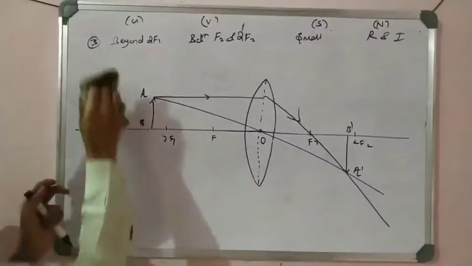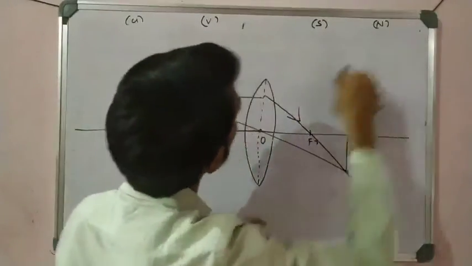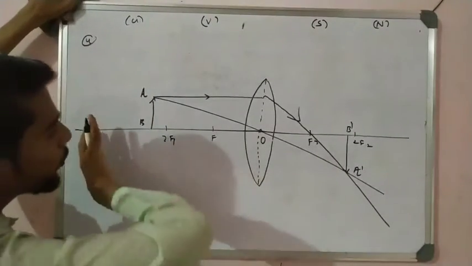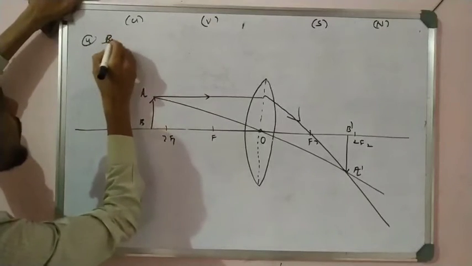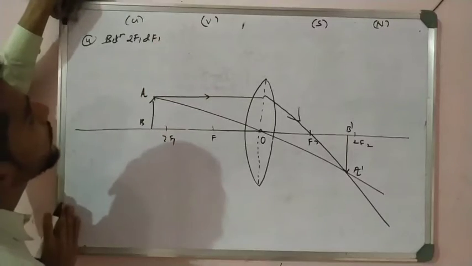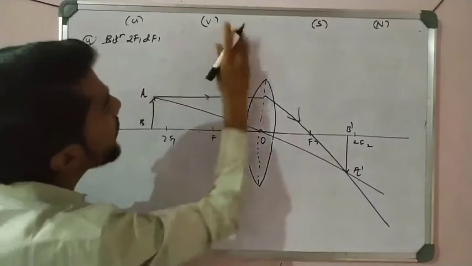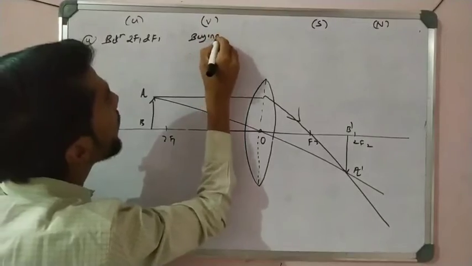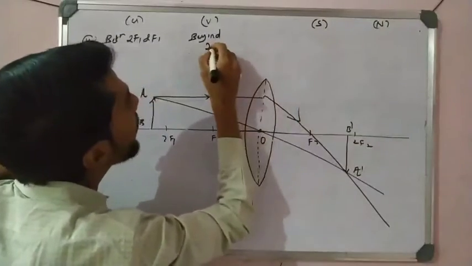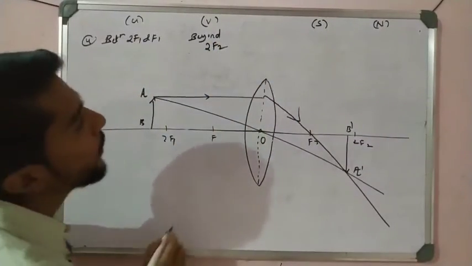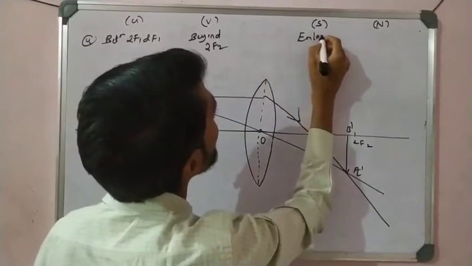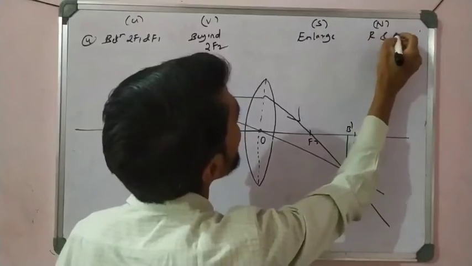So this is clear. Now come to the fourth case, the reverse case. Now I take the object between 2F1 and F1. What is the image here? Beyond 2F2. And what size here? The size is large. Before it was small, now it is large. And the nature is real and inverted. Okay, right.